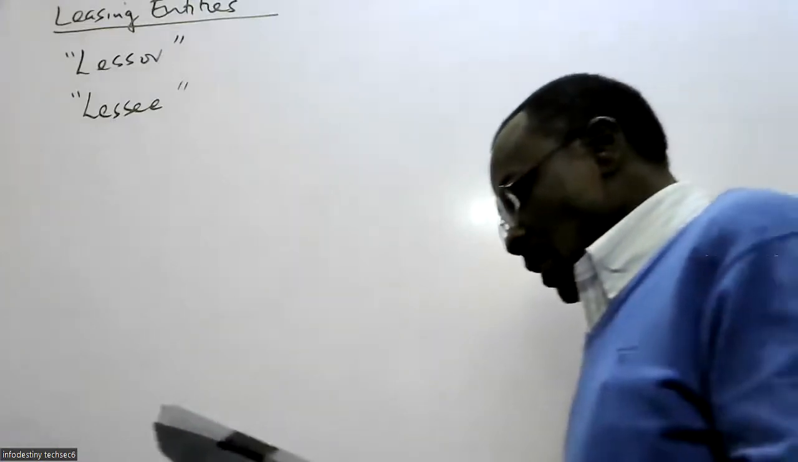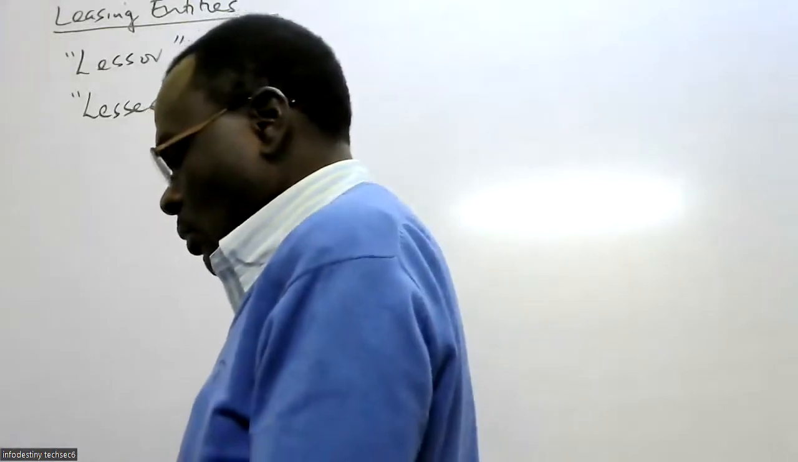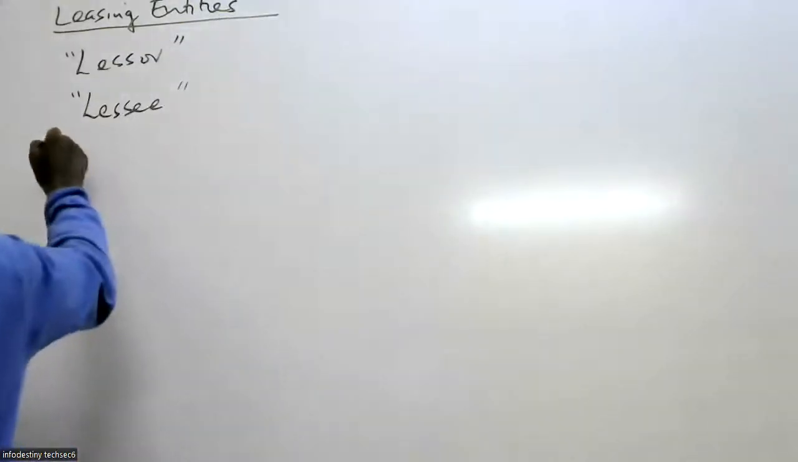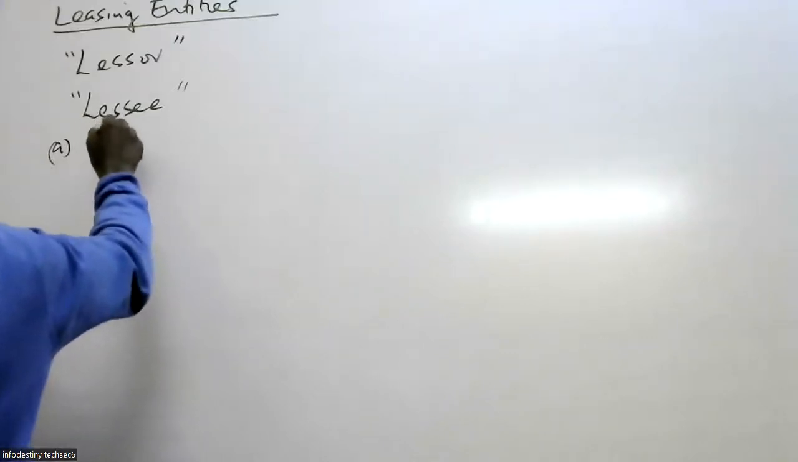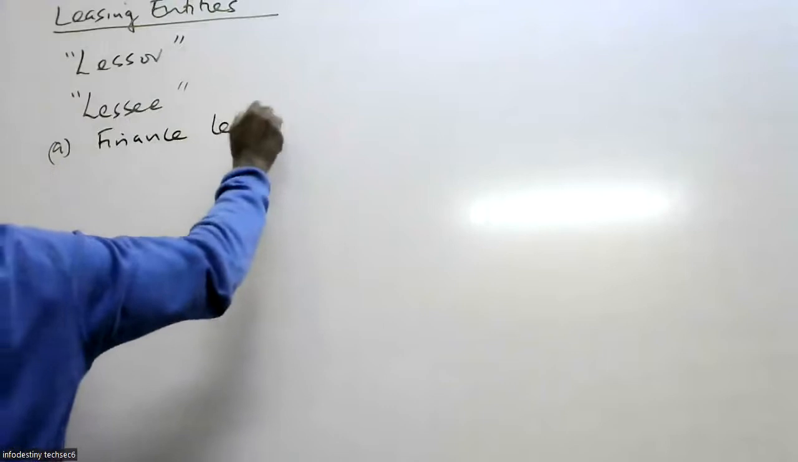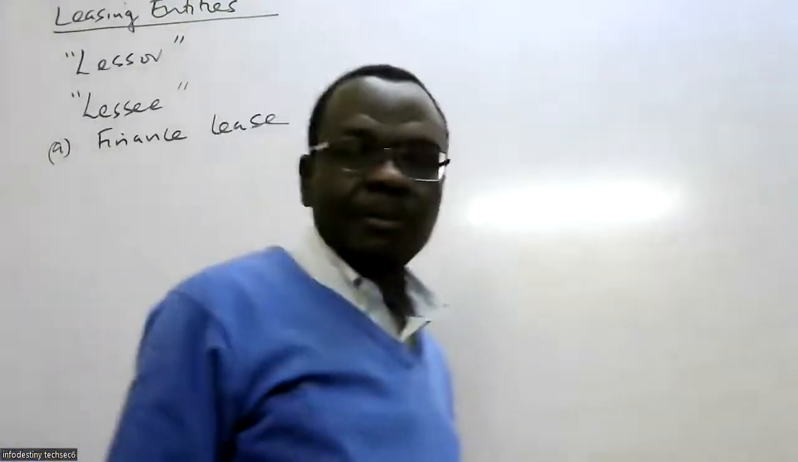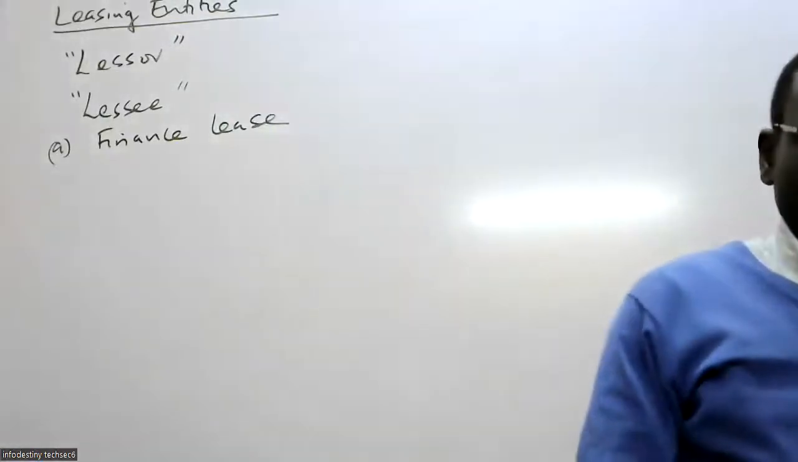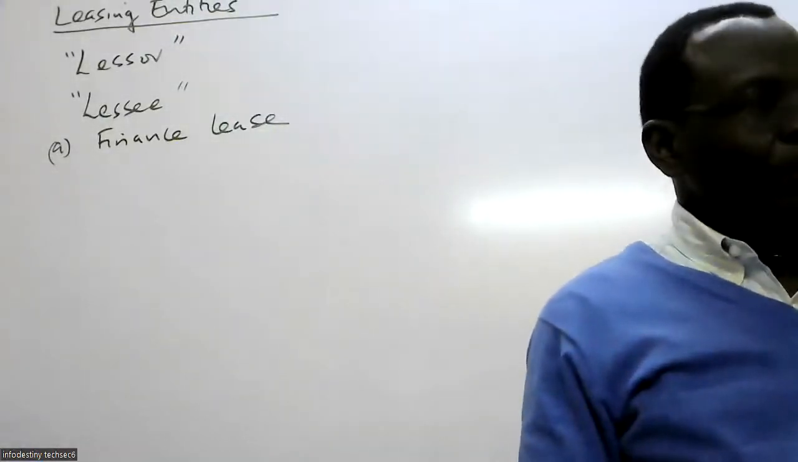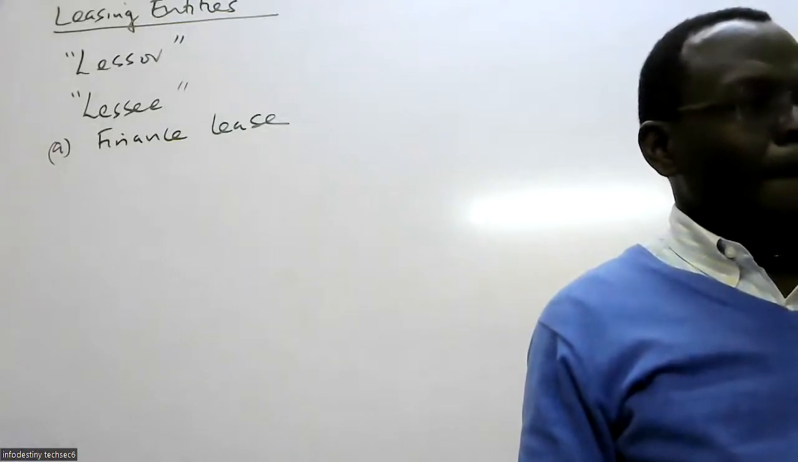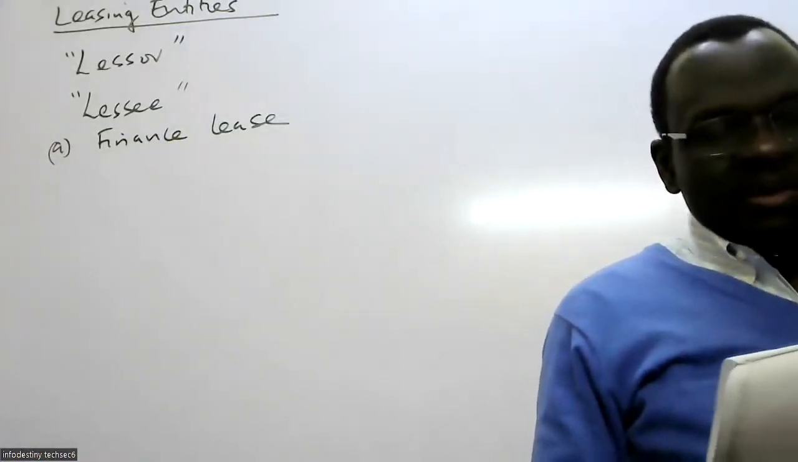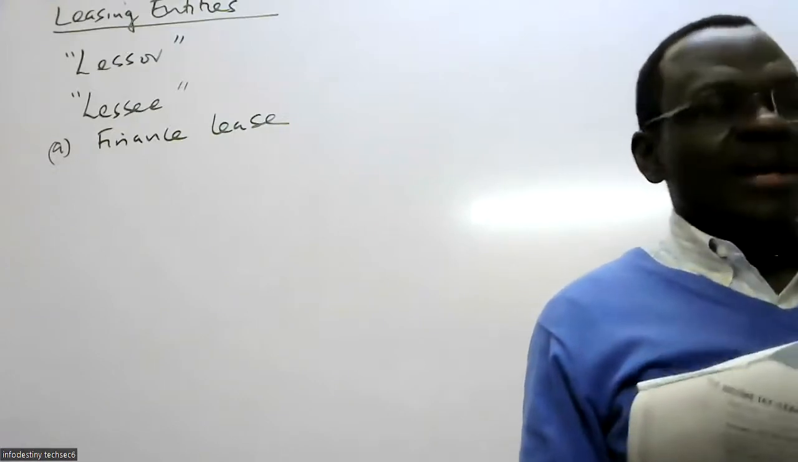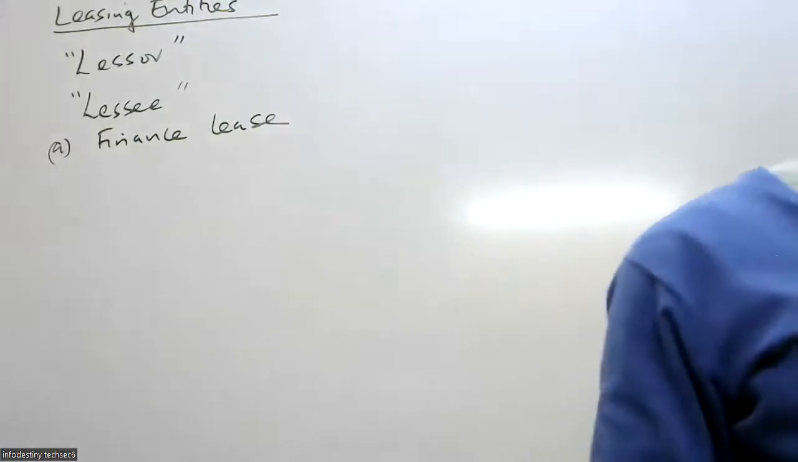Then you see there are two types of leases, which are A, finance lease, and B, operating lease. Then we start with the first one as subheading, finance lease.